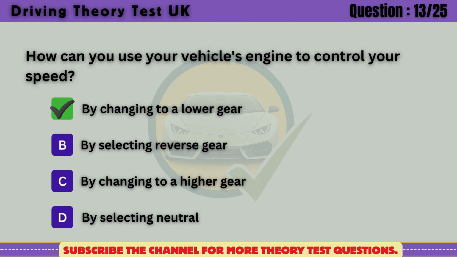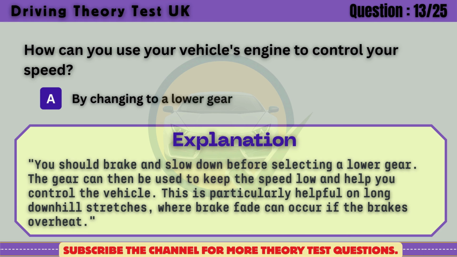Answer is A. By changing to a lower gear. You should brake and slow down before selecting a lower gear. The gear can then be used to keep the speed low and help you control the vehicle. This is particularly helpful on long downhill stretches, where brake fade can occur if the brakes overheat.